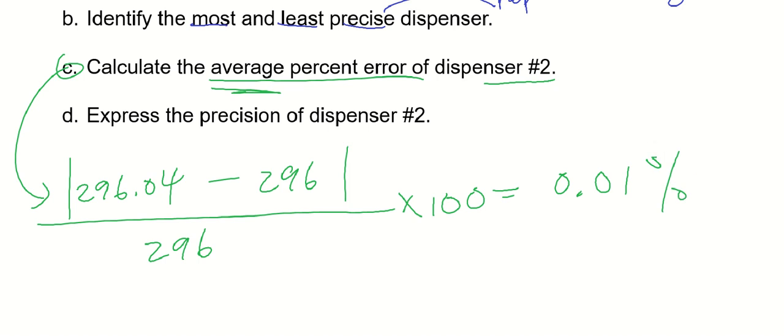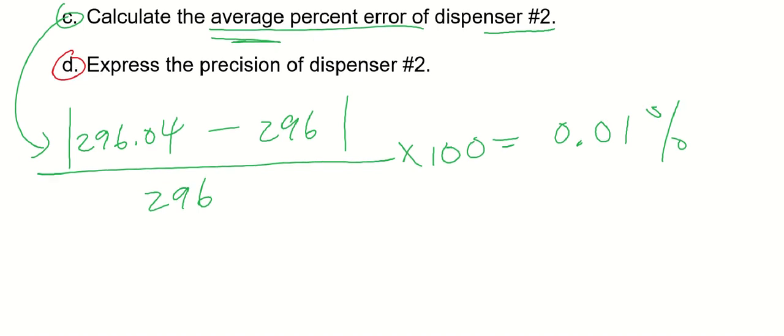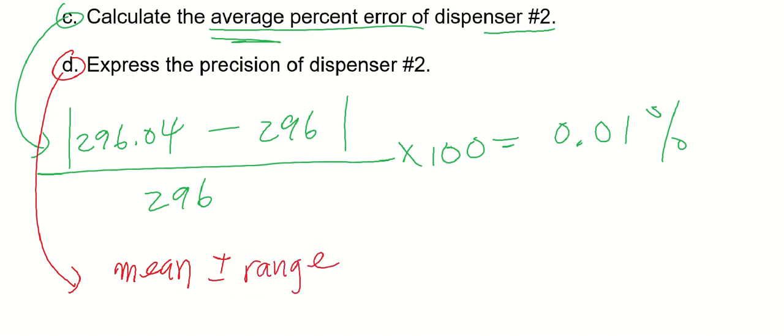All right, last one. What have I not used? Red. Expressing precision. We are not going to use the standard deviation. You can look that up if you want to do that. We're just going to use a simplified method where we take the mean, which we already did, so we don't have to do that again. We're going to express the precision in terms of the mean plus or minus the range from not the largest to the smallest measurement, but the farthest measurement from the mean. So we already have the mean. This is 296.04.